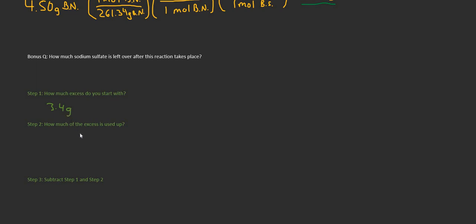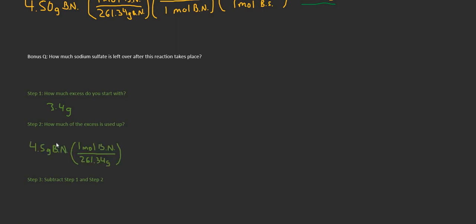So then step 2 asks, how much of the excess is used up? We know that the limiting reactant and the excess reactant are going to interact with each other to produce our solid barium sulfate. So the limiting reactant is going to dictate how much of the excess reactant is used up. That might not make a whole lot of sense, but just follow it. What we're going to do in step 2 is start with how much of the limiting reactant we started with, and use a mole-to-mole ratio to compare it to the excess reactant. Hopefully that makes more sense once you see the stoichiometry behind it.